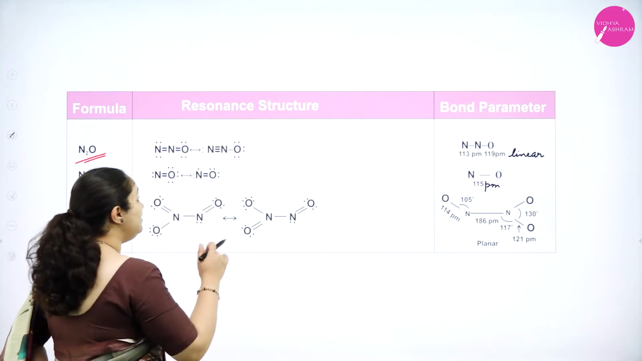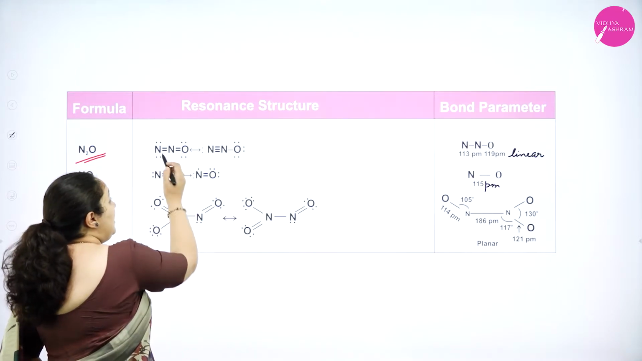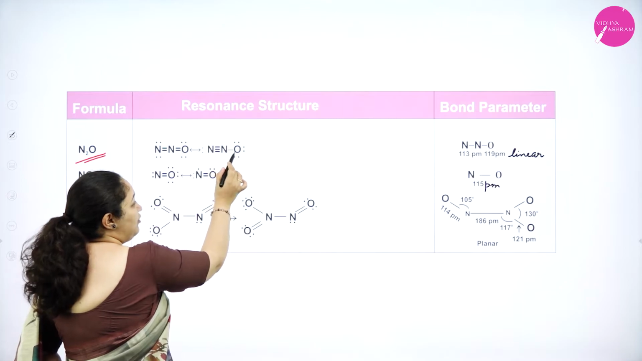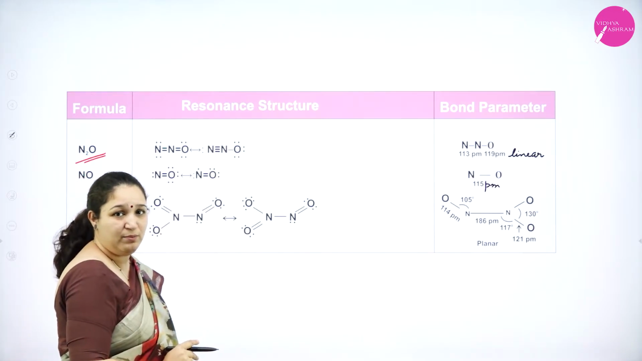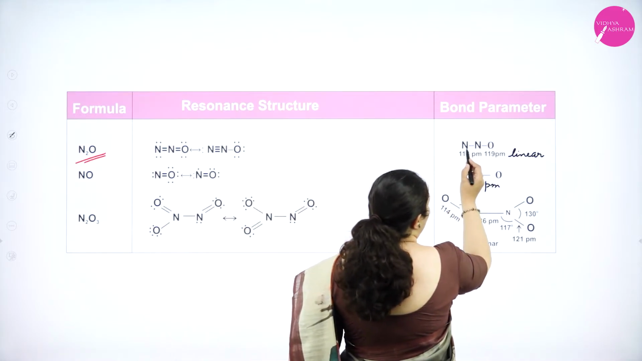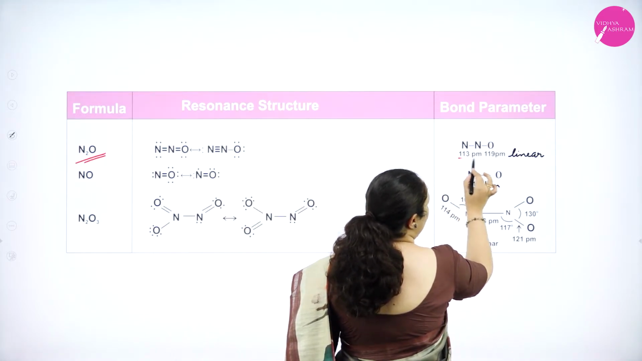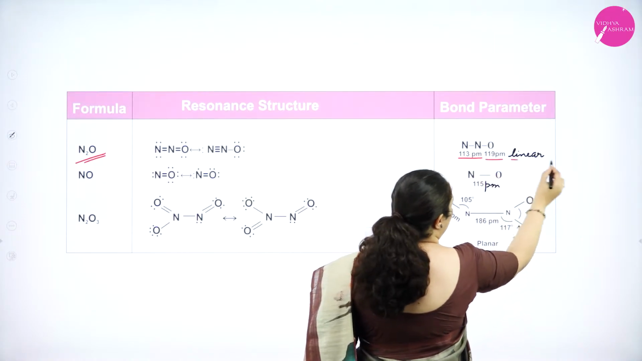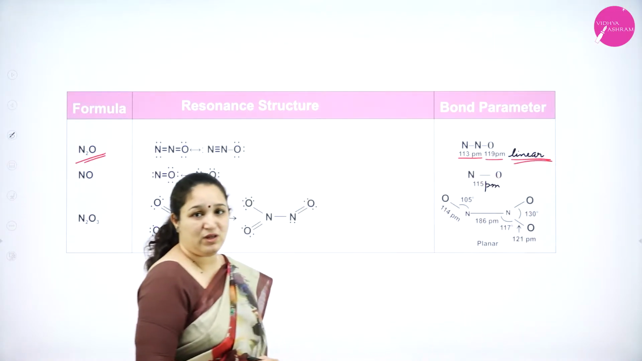Okay. The other resonating structure is between the 2 nitrogen atoms you can put a triple bond, and between nitrogen and oxygen you can show a single bond. Okay. And the bond parameters, if you see, nitrogen to nitrogen bond length is 113 picometer, nitrogen to oxygen is 119 picometer, and it's a linear molecule.